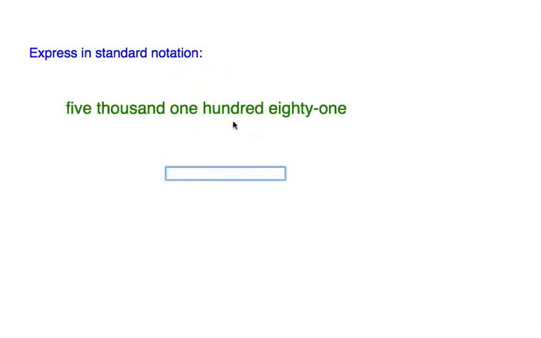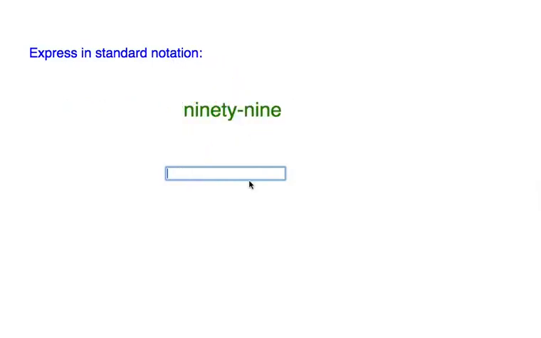Okay, 5,181, so that's what level 1's like. It's very simple. 5,181. Okay, and then 99. All right, so it's very straightforward.